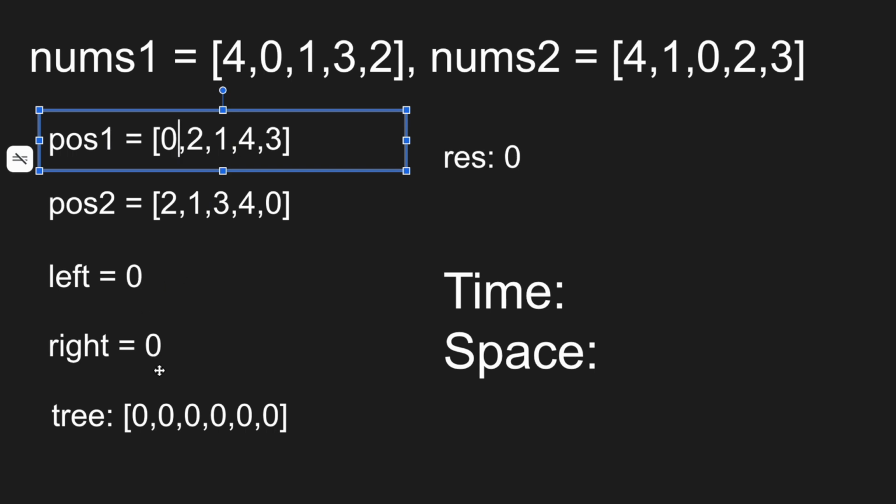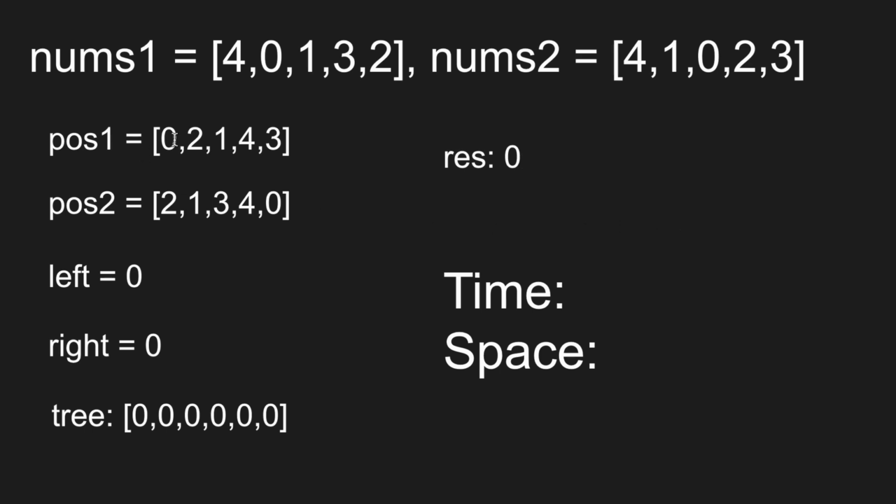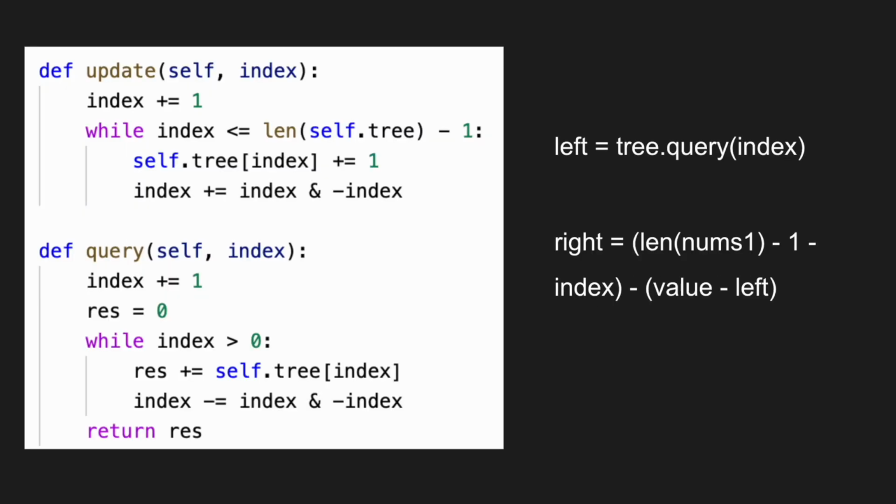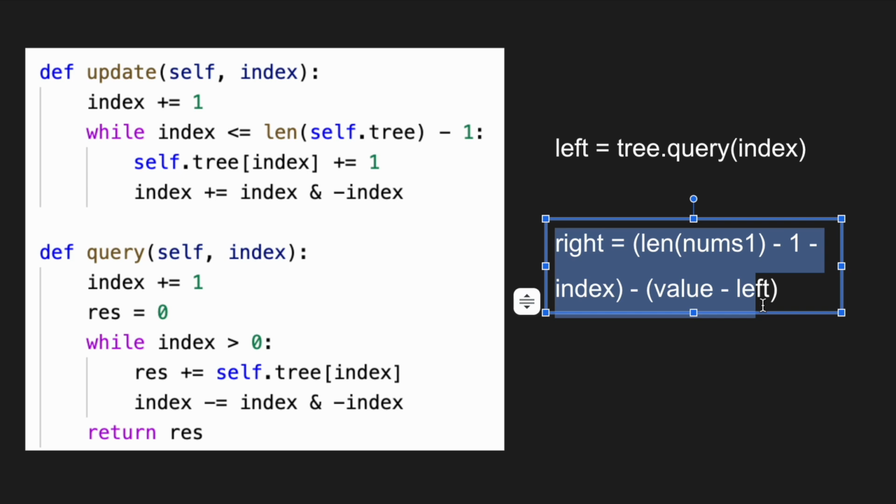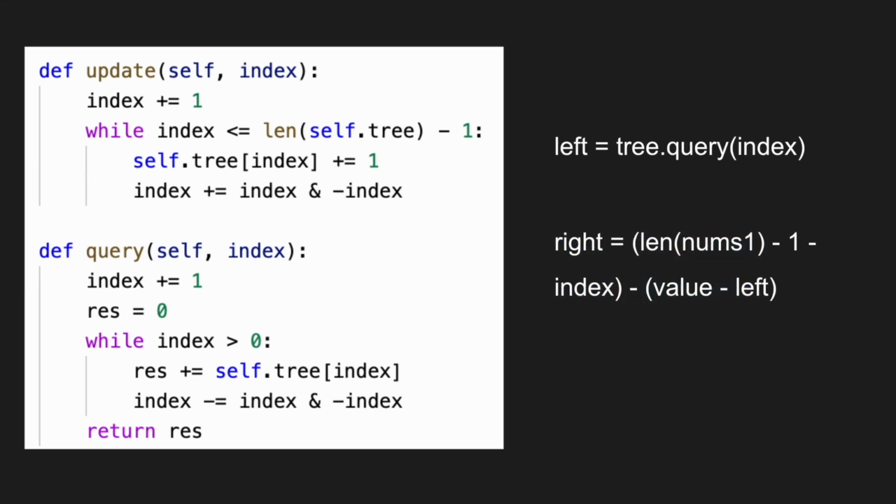And then we will multiply left and right, and then add whatever the product we have to the result at each iteration. So how we can do that is, in each iteration, to find out the left, we will use this query function, and then afterwards, we will need to update the binary index tree, and then we can use this formula to find out the number of values on the right. And then we will continue that until we get to the end of the array.